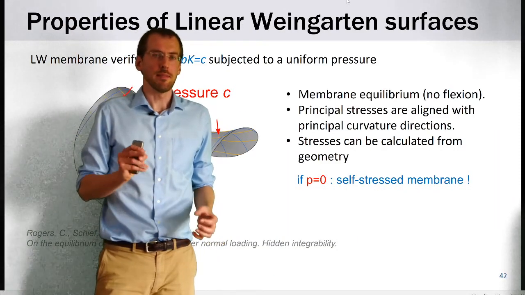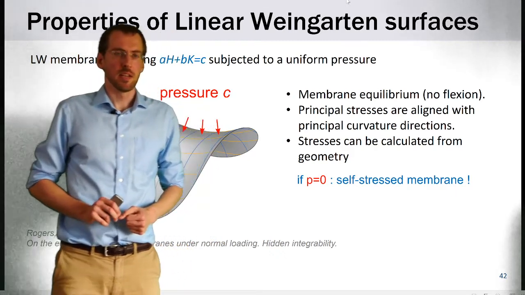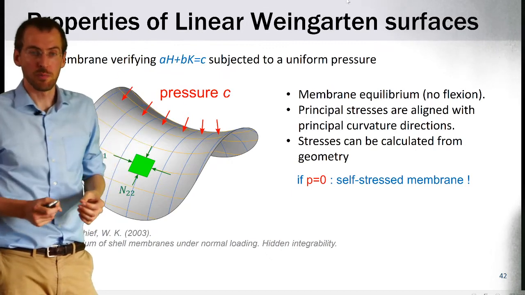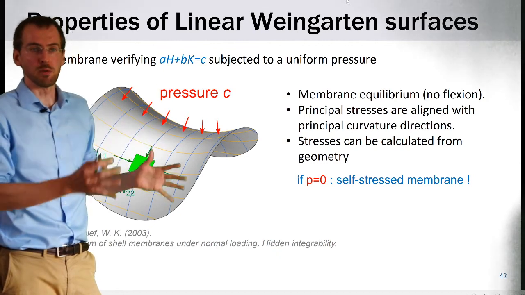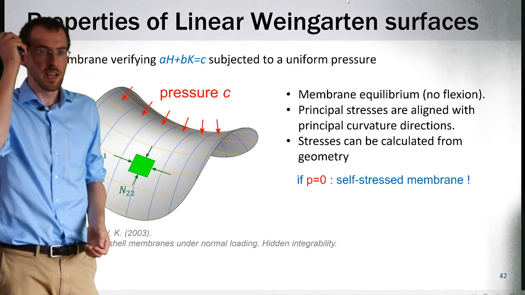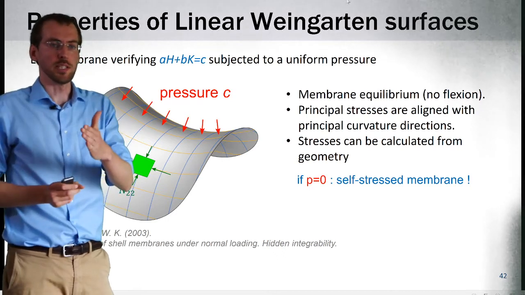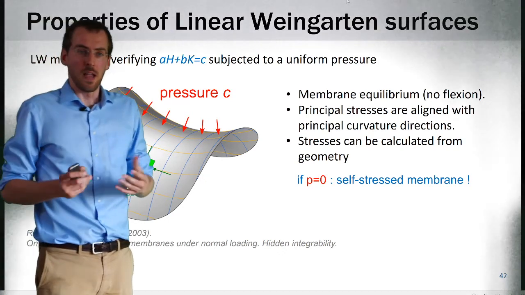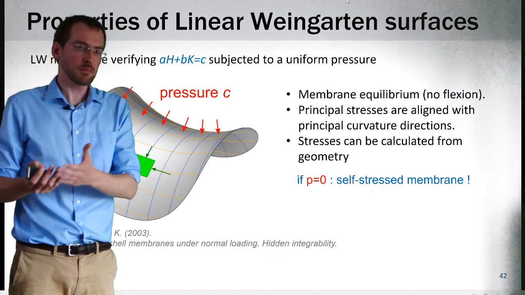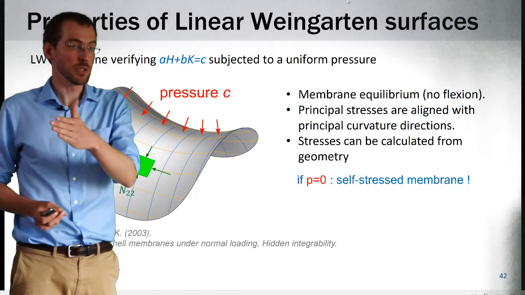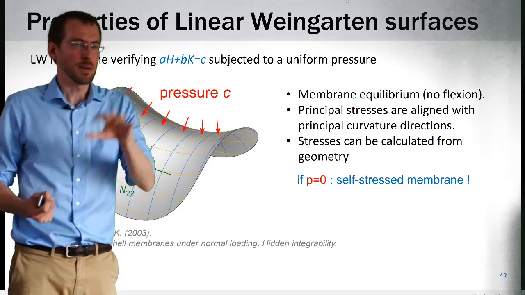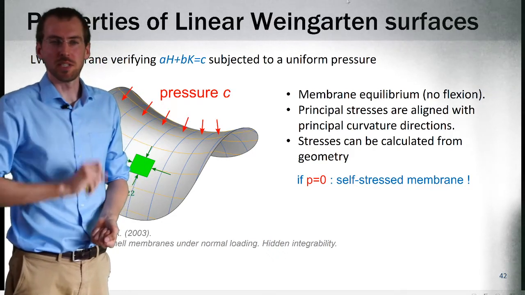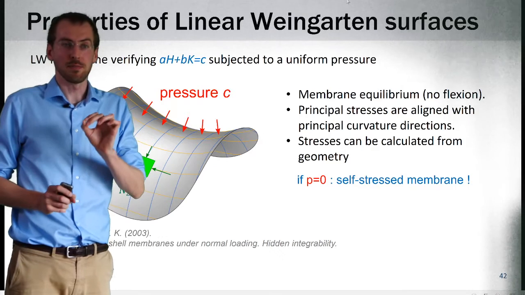these surfaces also have very similar mechanical properties as soap films. If you apply a uniform pressure on them, like a uniform wind load, these surfaces will be in membrane equilibrium, no flexion, no tension. Even better, the principal stresses will always be aligned with principal curvature directions. So if you are building them as a grid shell and you put your beams in the principal curvature directions, you'll combine fabrication properties like planar quadrangles and simple nodes, and also mechanical efficiency. And if you choose this parameter C to be equal to 0, you actually get shapes of self-stressed membranes.